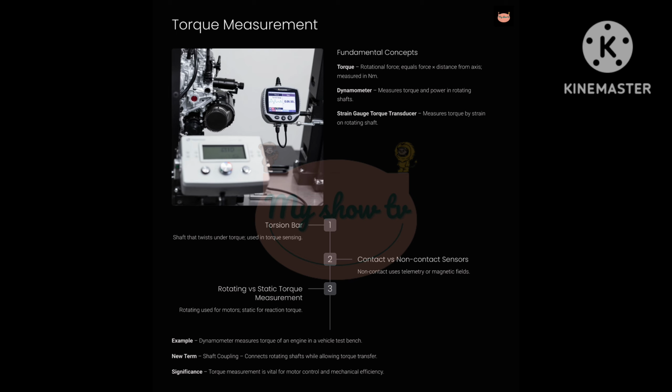Example, in a car testing facility, a dynamometer is used to measure how much torque the engine can deliver at different speeds. New term, shaft coupling. This is a device that connects two rotating shafts together to transmit power and torque. Significance: monitoring torque ensures machines operate within safe limits and helps in energy efficiency and mechanical analysis.